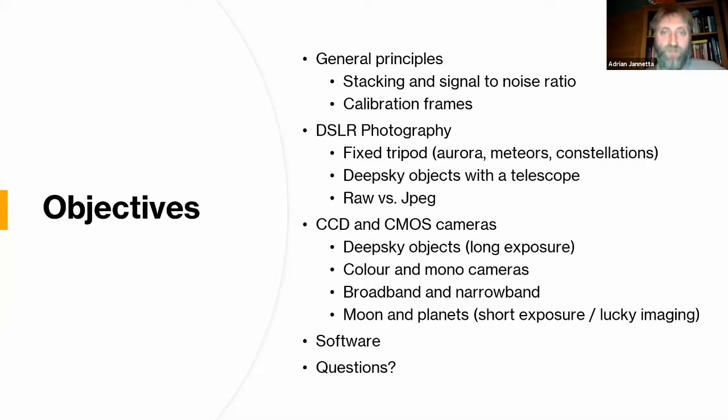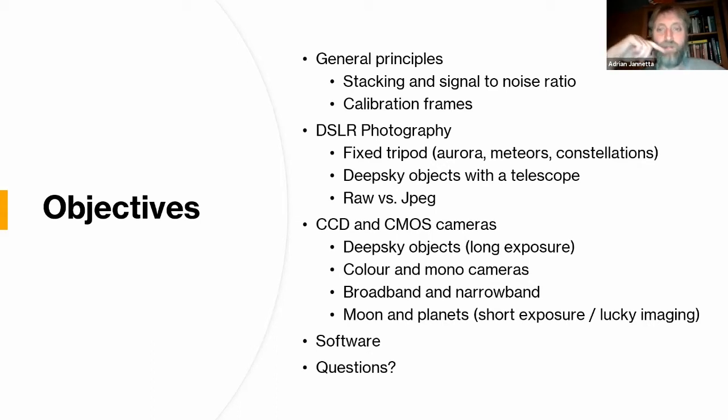I will go through some of the general principles that apply to taking pictures with a DSLR or a CCD camera. So things like taking flats and bias frames, I'll mention those and what they do. We're looking for good signal to noise ratios usually when we take pictures, so I'll explain a little bit about that. I want to talk about how you can use just a DSLR to take pictures of the sky. You can do that on a fixed tripod without any tracking.